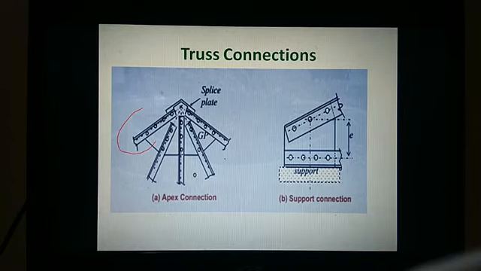At support here, this is the gusset plate. This is the gusset plate, right? So this is seen in an unbraced system and this is seen in a braced system. Okay, so such apex connections you will see in a braced system. Okay, so this is seen in the braced system and this is a supported connection.